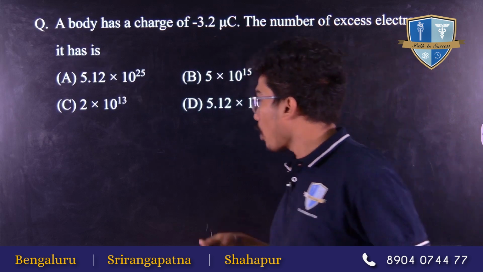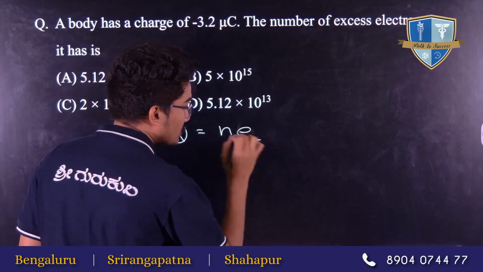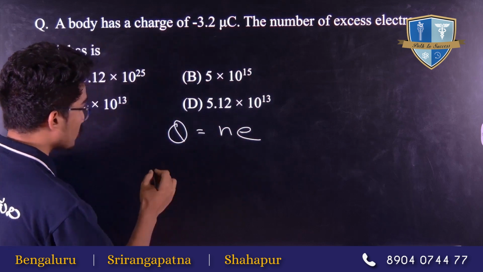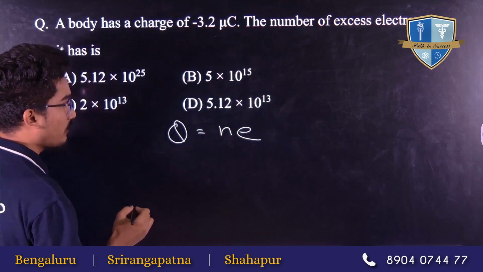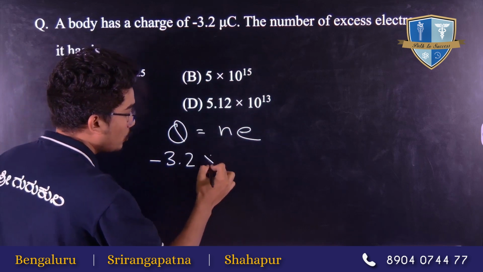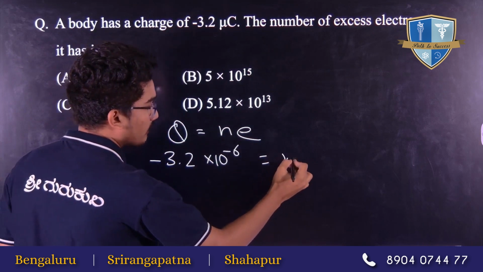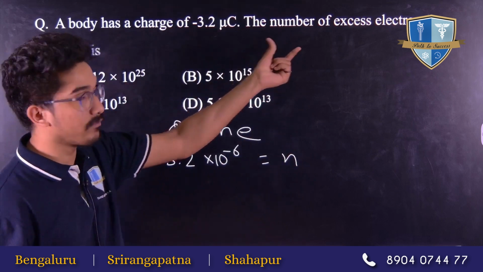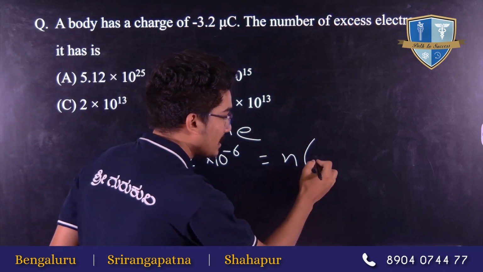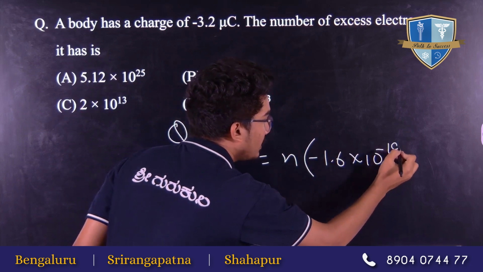So we know that all charge exists in integral multiples of the charge on an electron. So this charge is also an integral multiple of the charge of an electron. So minus 3.2 mu coulomb means 3.2 into 10 to the power minus 6 coulombs, and this will be equal to n times the charge. That's what we are supposed to find, the number of excess electrons. And the charge on an electron is minus 1.6 into 10 to the power minus 19 coulombs.